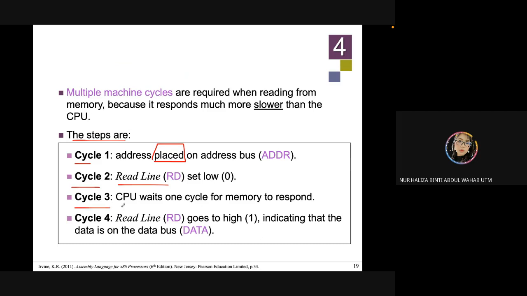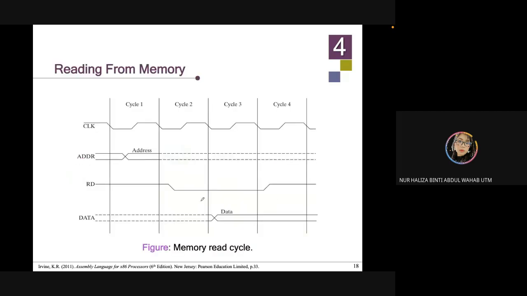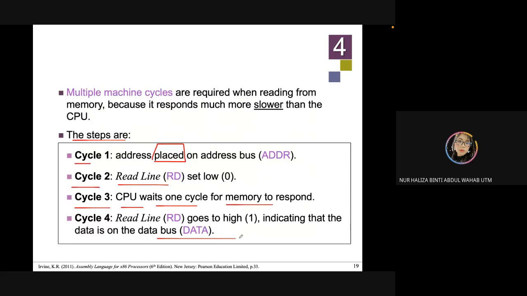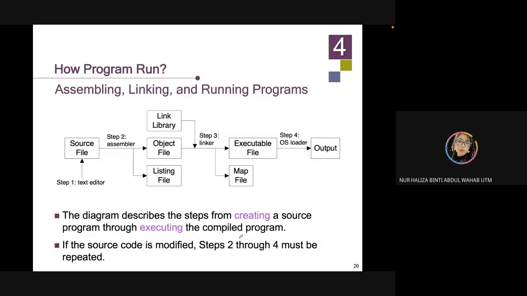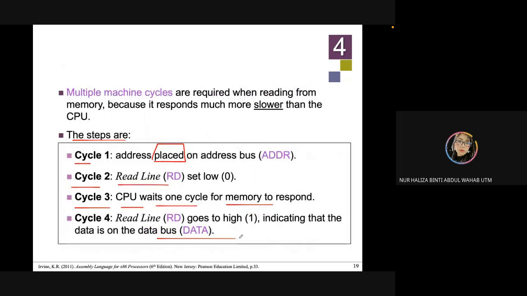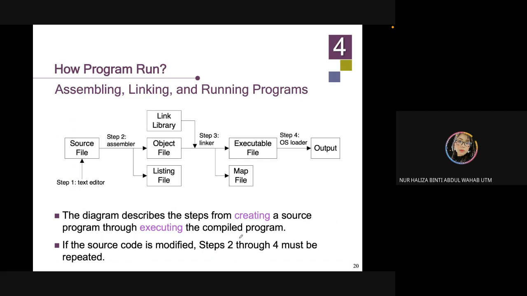Cycle 3, the CPU waits 1 cycle for memory to respond. Cycle 3 here. So you can see it waits for your RD, and then you're going to trigger your data there at your cycle 4. There is no question for this step because this one is for your understanding, and it relates later on to your module 5. But this one is important.